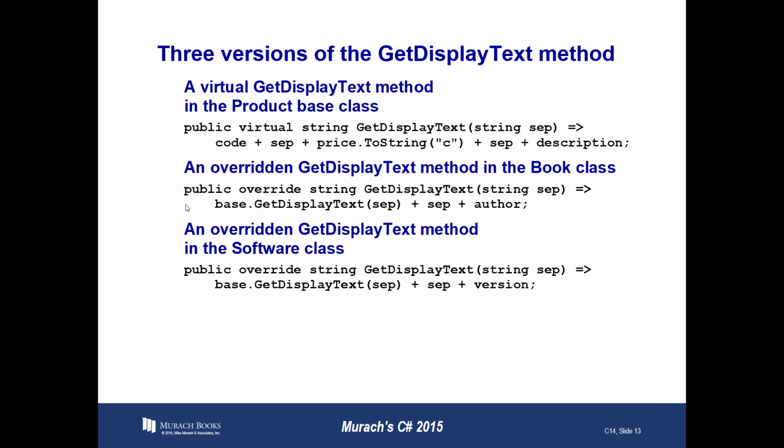All right, so here are three versions of the get display text. Notice the first is a virtual. That virtual hides the parents. All right. This one overrides the parents. All right. As always, and I've mentioned this to you before, these two are the same thing, but here it's the book class and here it's the software class.